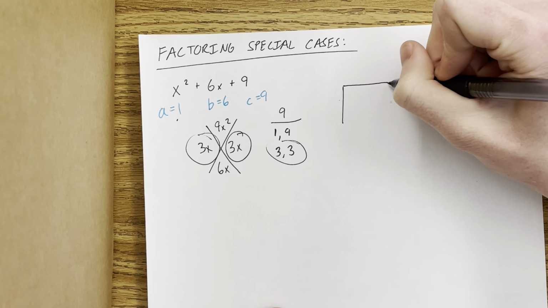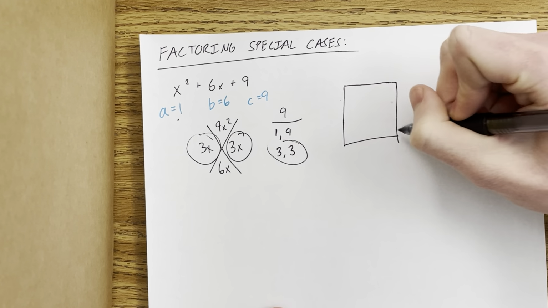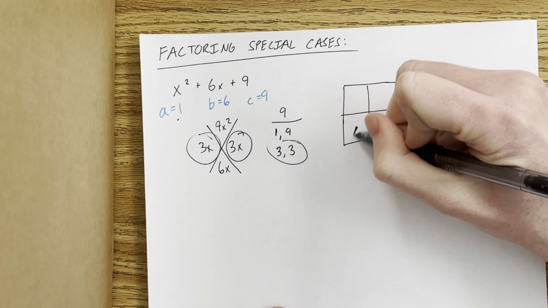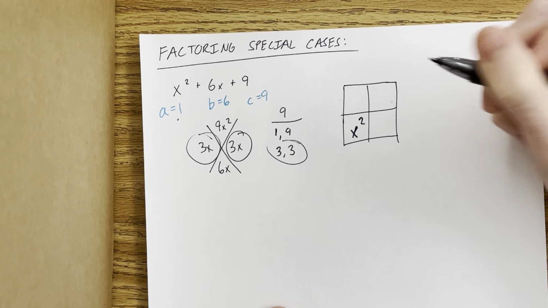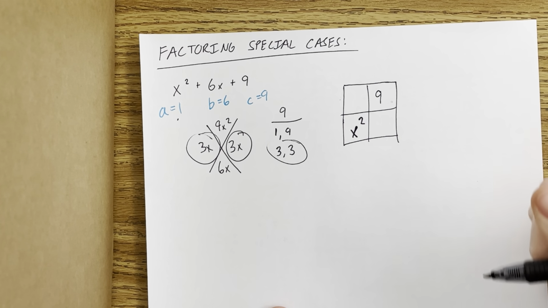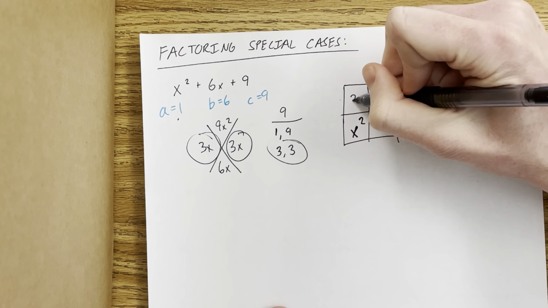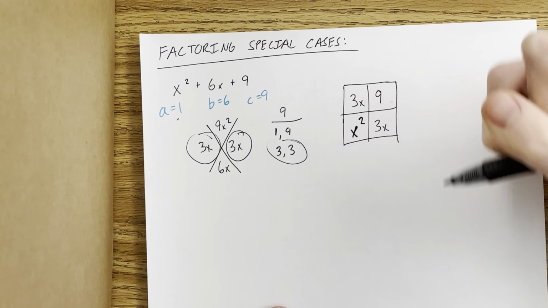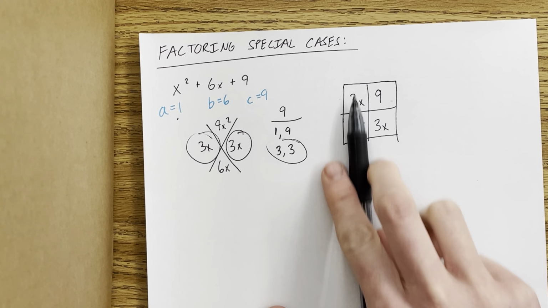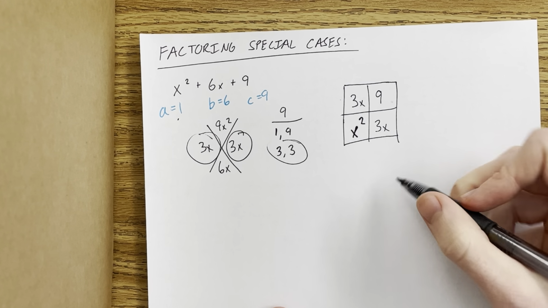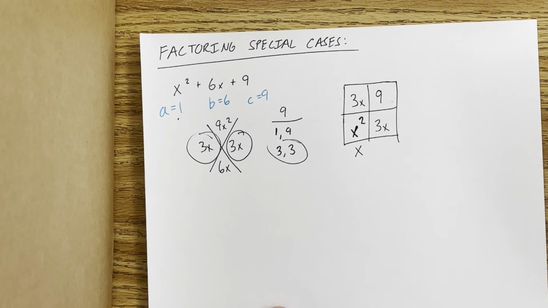Now, let's make our area model, or our box. Remember, ax squared always goes in the bottom left, and c always goes in the top right. And then we fill in whatever we got from our diamond in the other two boxes. So now we ask ourselves, what does this column have in common? What's a common factor between these two? X squared and 3x. In this case, it's just x.